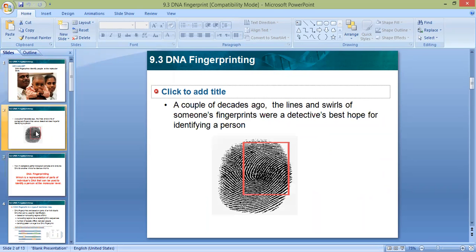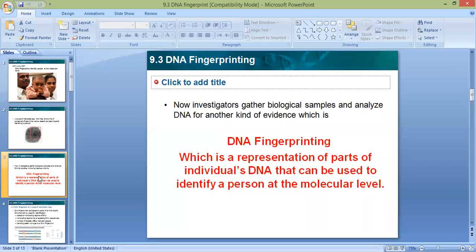When you are using fingerprints, you are using the lines and swirls on the finger to identify. But here in DNA fingerprinting, what is the representative thing from DNA? We will compare DNA parts to identify persons at a molecular level. Do you know the difference between these two types of identification techniques?